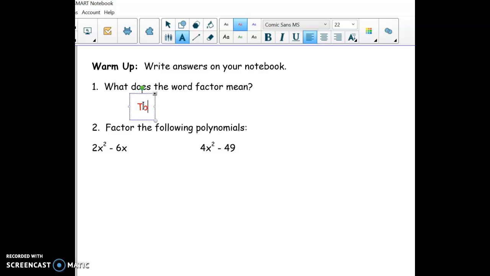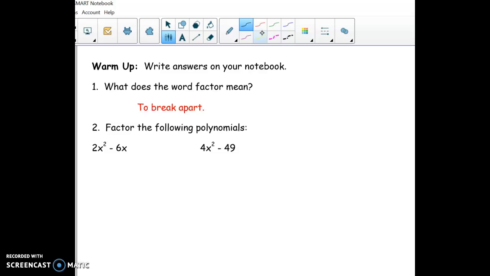Okay, factor means to break apart, right? And so it's sort of the reverse of multiplying. So I always explain factoring with just regular numbers. If I was to factor the number 10, that just means break apart 10 to 2 times 5, right? And that's all factor means, is break it apart into things that multiply to the original number. So with a polynomial, on this first example, we have a GCF of 2 and x. So I'm going to bring that to the front, and I'm left with x and minus 3. Divide by 2 and pull out an x.